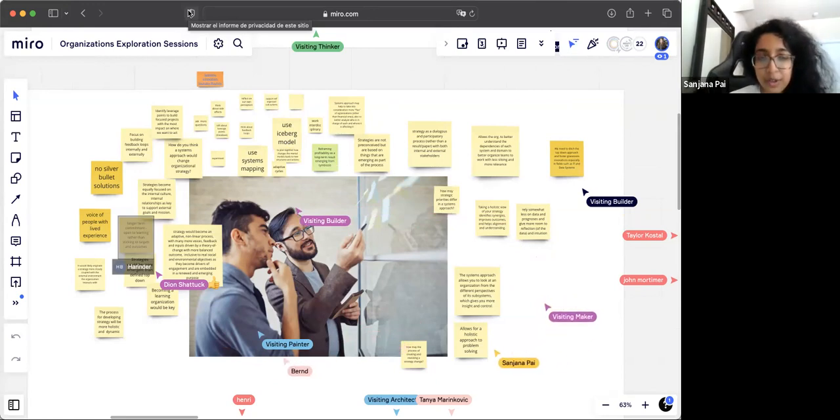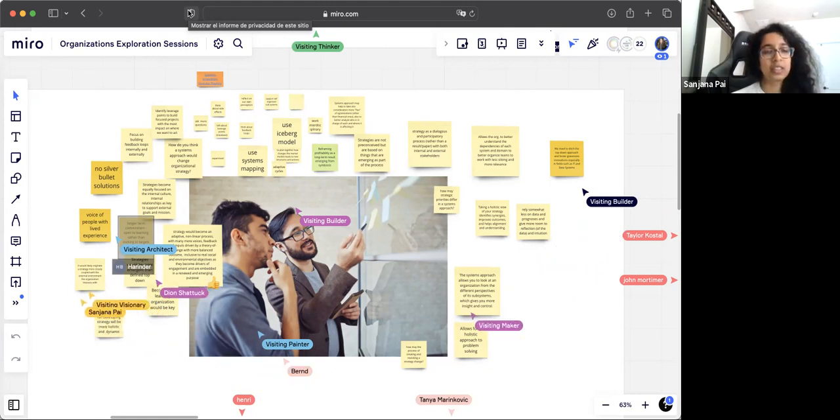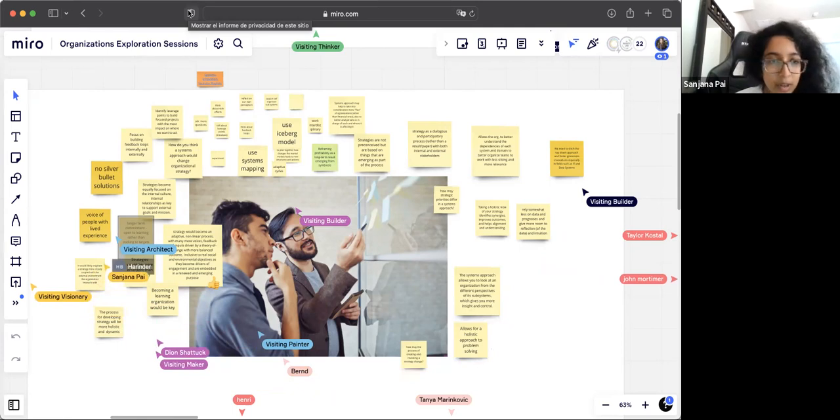All right. Going through some of the rest of these: looking at our organization from different perspectives, subsystems give you more insight and control, and allow for a holistic approach to problem solving. Learning would be key, more holistic and dynamic. Emergent strategy rather than top-down, likely originating strategy more coupled with the external environment the organization interacts with. Voices of people with lived experience.